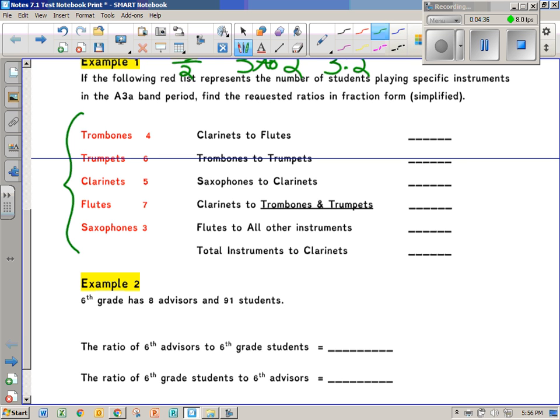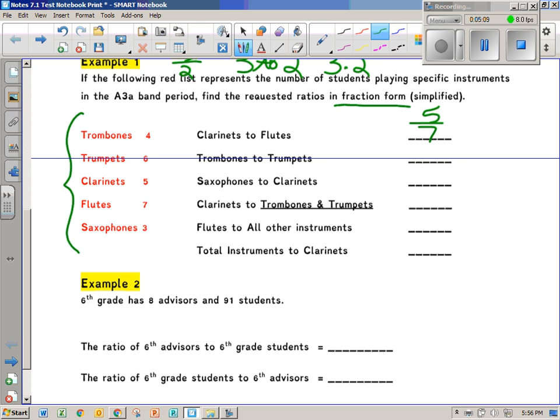So it specifies. So when it specifies, you need to write it in that form. I would do it even if it didn't say it at all. Most likely I would write it in that form. All right, so trombones, trumpets, clarinets, flutes, and saxophones. So clarinets to flutes. There's 5 clarinets and 7 flutes. So that would just be 5 over 7. 5 to 7.